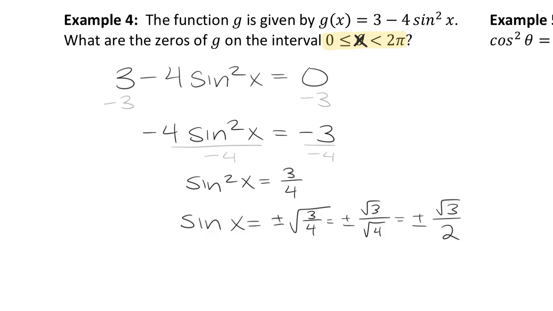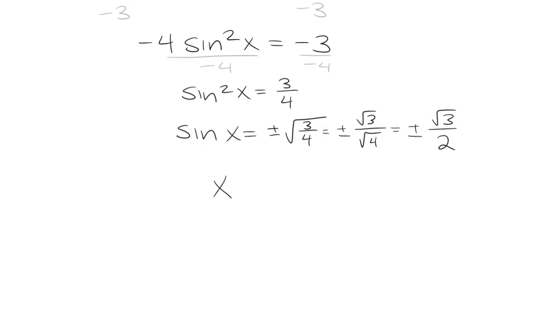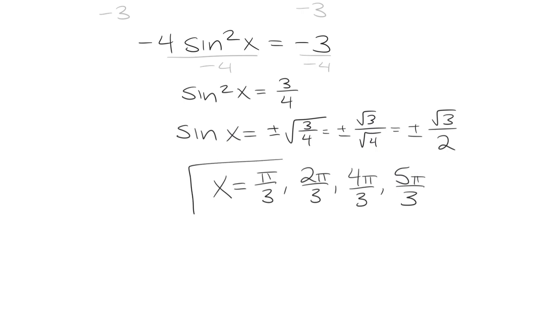Pi over 3. I want every version of pi over 3 around the circle because I want both the positives and the negatives. So the solutions to this equation are x equal to pi over 3, 2 pi over 3, 4 pi over 3, and 5 pi over 3. I don't keep going because it only wants the solutions in one revolution of the circle, between 0 and 2 pi. But I have 4 solutions because I want both the angles that give me the positive and both the angles that give me the negative, you know what I mean? Okay, pause.